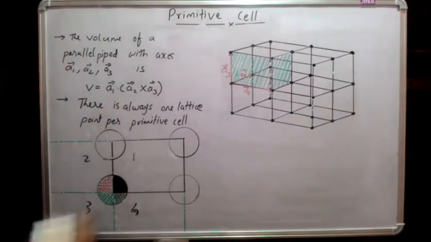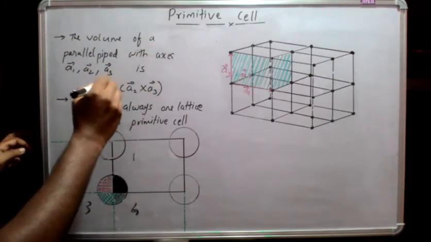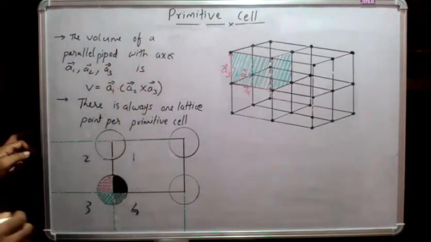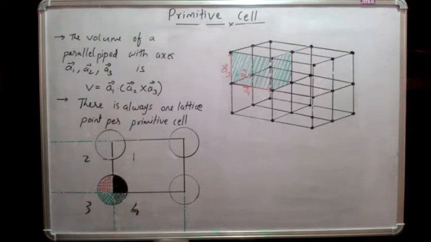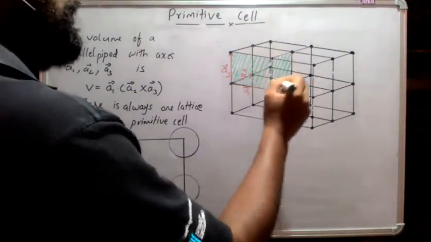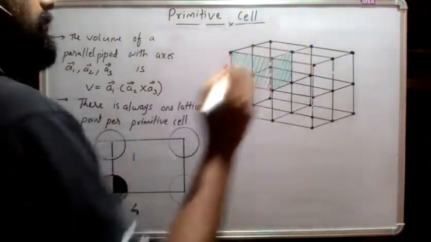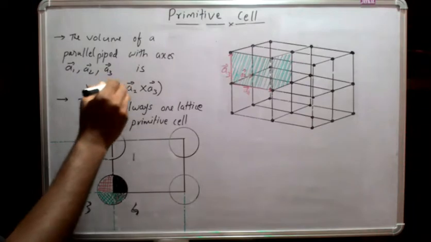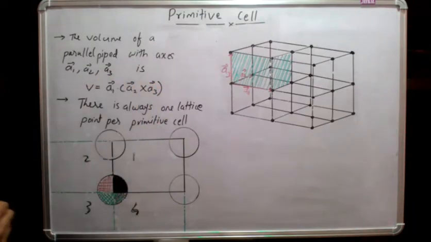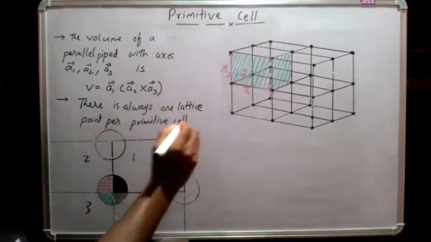The next point is that the volume of a parallelepiped with the axes a1, a2, a3 is V equal to a1 dot a2 cross a3. This is the volume of the parallelepiped, and here our primitive cell is a parallelepiped, and the volume of the primitive unit cell is V equal to a1 dot a2 cross a3 by elementary vector analysis. The last point is that there is always one lattice point per primitive cell.